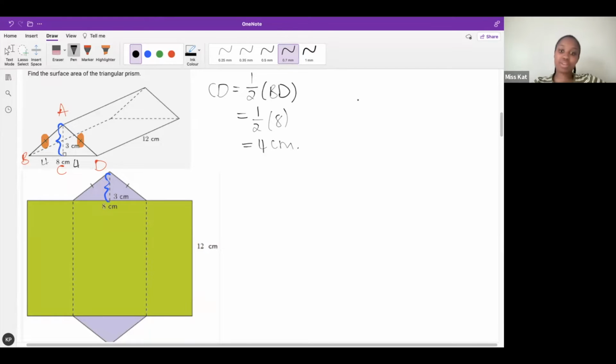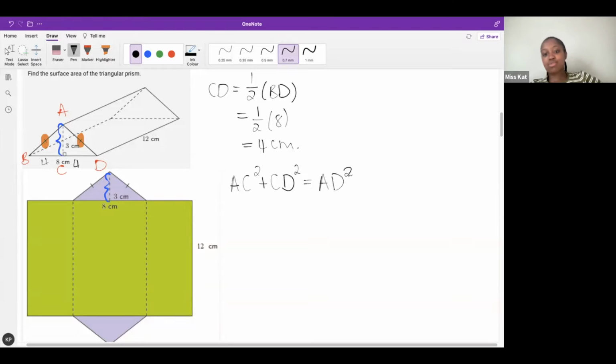Now let's do our Pythagoras. AC squared plus which one? Abu already has it. AC squared plus CD squared. What do I call these 3 numbers specifically again?